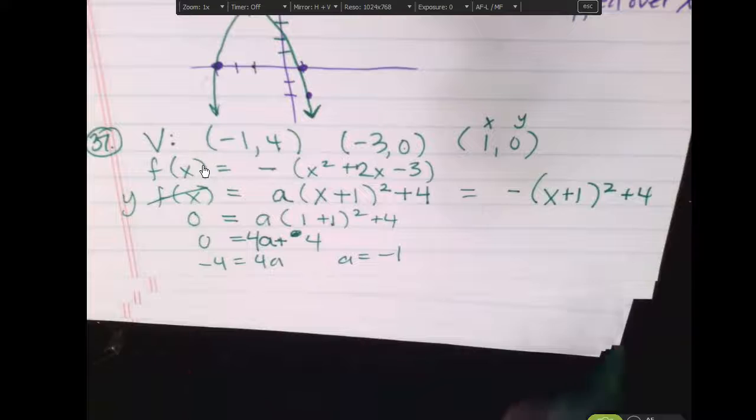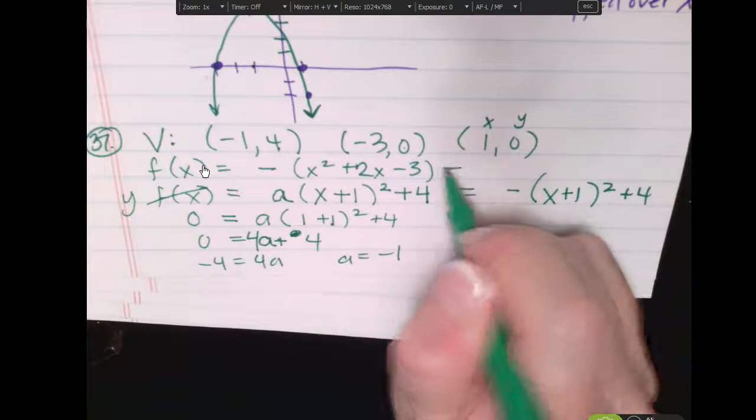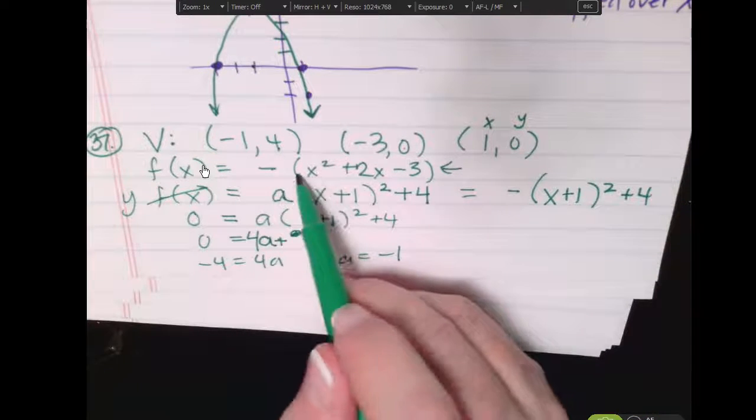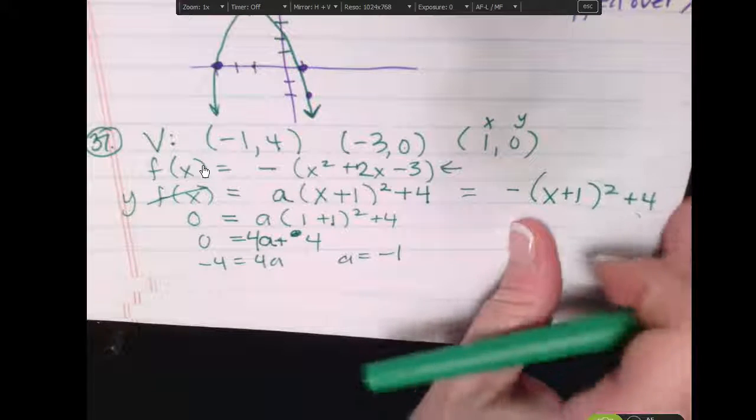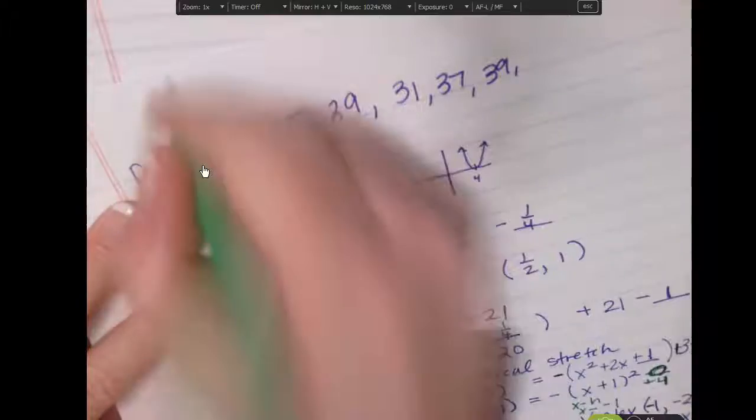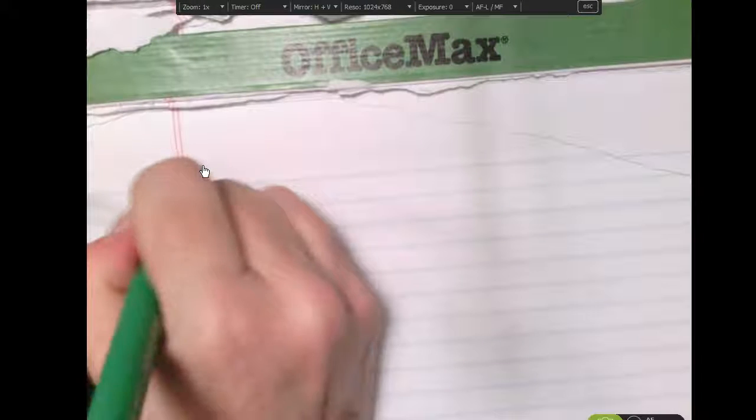There we go. So this was one form, and then this is the h, k form of that equation. Let's look at number 39. Let me label this with the section number. So number 39 is going to be, let me adjust my camera. Alright, 39.